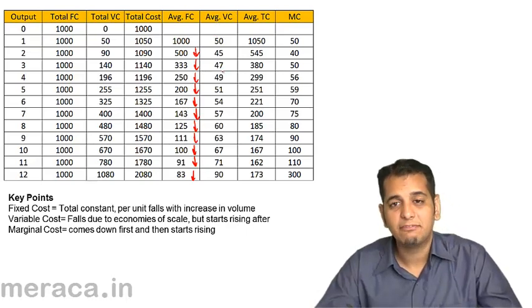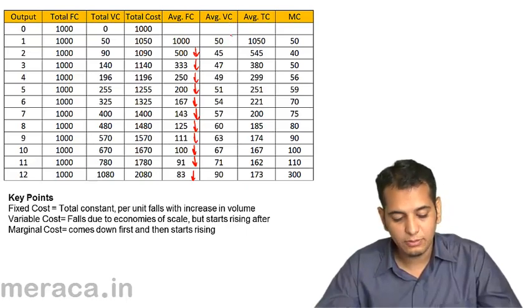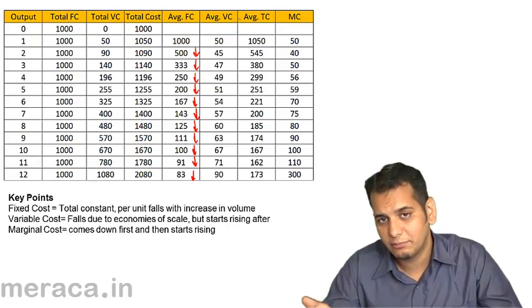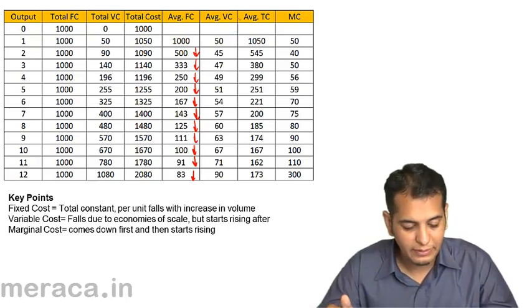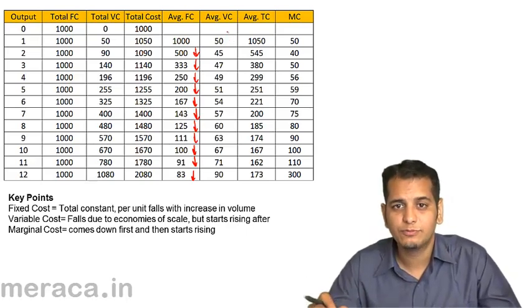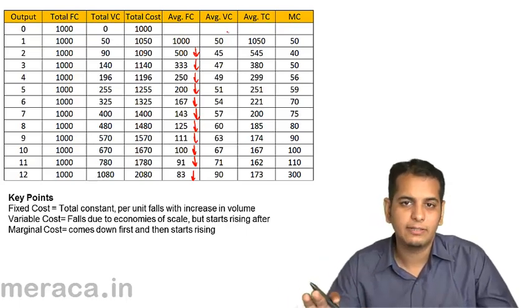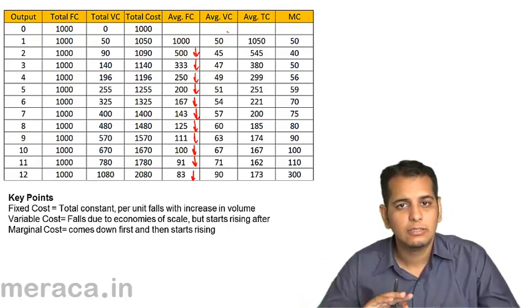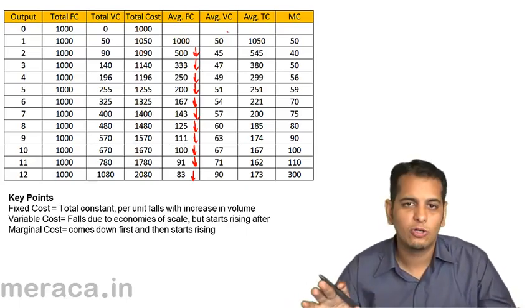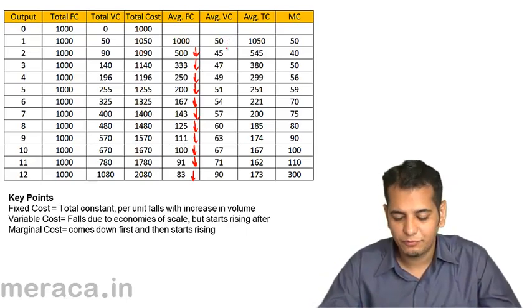Now we come to average variable cost. Average variable cost for the first unit is 50 because the total variable cost is 50 and 50 divided by 1 is 50. You will not have any average variable cost for 0 units because you will not incur any cost if you produce 0 units. That is, if you do not produce, you do not incur variable cost. And for the first unit it will be 50.